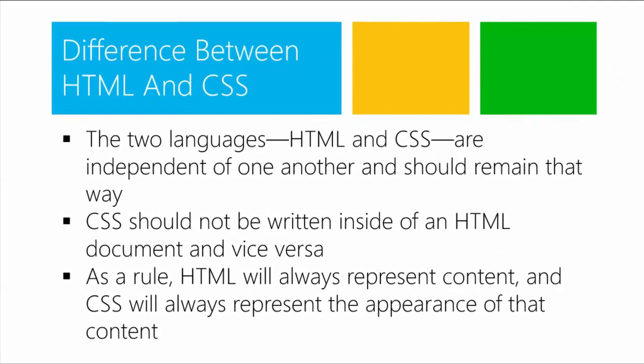So elaborating on the differences between HTML and CSS, the two languages are independent of one another. They may look alike, they may function alike at times, but they are independent and should remain that way. CSS should not be written inside of an HTML document and vice versa. So as a rule, HTML will always represent content and CSS will always represent the appearance of that content. Okay, so you ought to remember the basic difference and how to keep these two scripting languages separate.